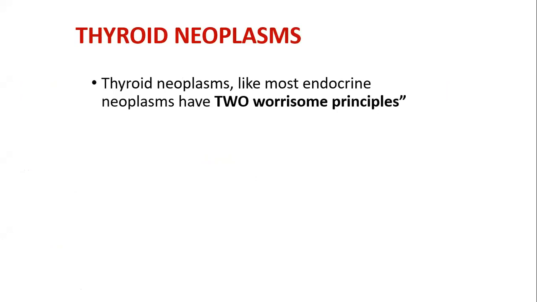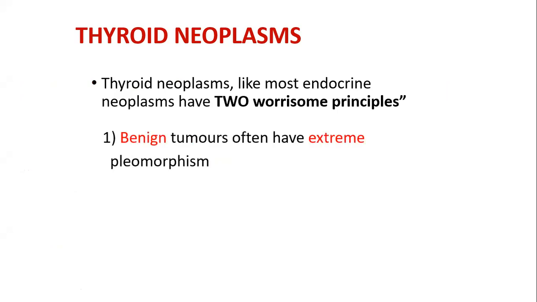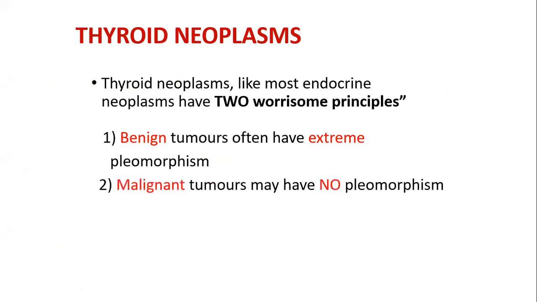So thyroid neoplasm, like most endocrine neoplasms, is worrisome. Principles: one, benign tumors often have extreme pleomorphism that confuses us whether it's malignant, and some of the malignant tumors may not have pleomorphism, which may confuse whether it's benign. So it's a very tricky diagnosis of thyroid neoplasm. Careful expert opinion is very important.